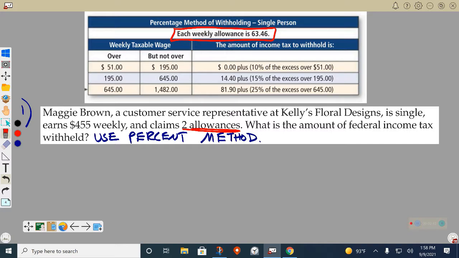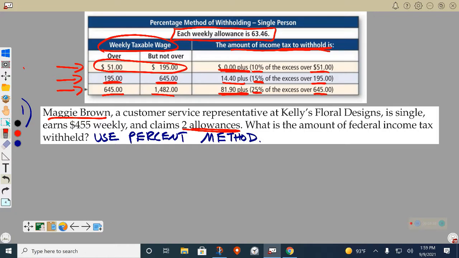Okay? So what we got to first do is figure out the taxable wage. Where does Maggie Brown fall into this table? If she makes between $51 and $195, then nothing's going to be taken out, unless only 10% of whatever is over $51 will be taken out of her check. If she makes over $195 but not over $645, then the amount of income tax to withhold is going to be $14.40 plus 15% of whatever is over $195. And if she makes more than this but less than this, it's going to be $81.90 plus 25% of whatever's over $645, whatever her amount goes over.